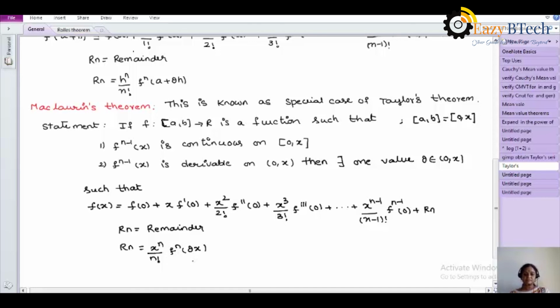Now this remainder is known as Lagrange's form of remainder. Okay, Lagrange's form of remainder. So this is about Taylor's theorem and Mclaren's theorem.